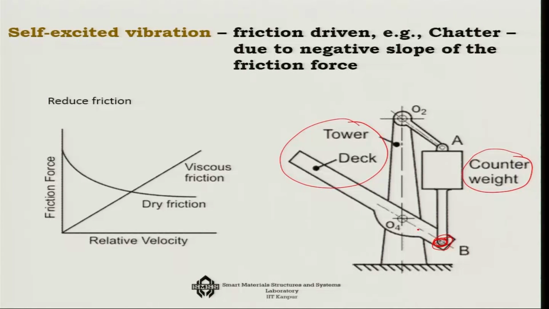And if there is a friction driven excitation, as you can see from the difference between viscous friction and dry friction, in this case the slope is positive, and as a result you are going to have a self excitation in the system. That means there will be positive work done in the system, and as a result instability will come. So, that is a case of self excitation in this kind of bridge system.